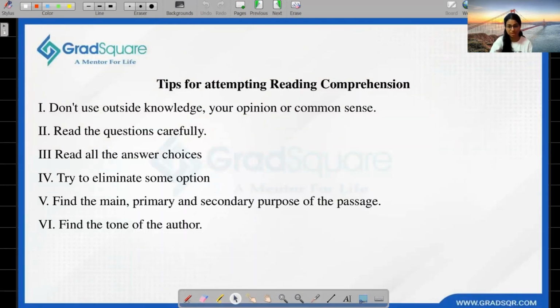The first tip for today is don't use outside knowledge, your opinion or your common sense while approaching RC. Right? RC is nothing but reading comprehension. So approach the passage very objectively. Don't use your common sense or outside information because it might lead you to make inferences or assumptions that aren't supported by the text itself.